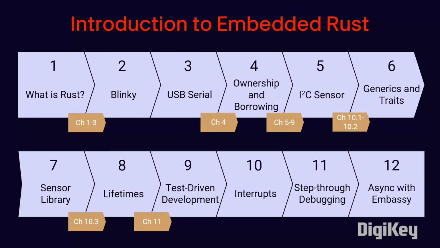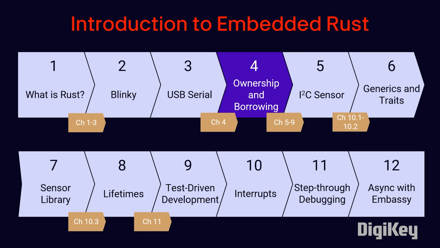In the previous 2 episodes, we wrote a couple of basic embedded Rust applications to blink an LED and send strings out over the USB serial port. We're going to take a step back now to dive into the basic rules behind the ownership model. We won't need any hardware for this episode, as it will just be quick snippets of code that can run on your computer.